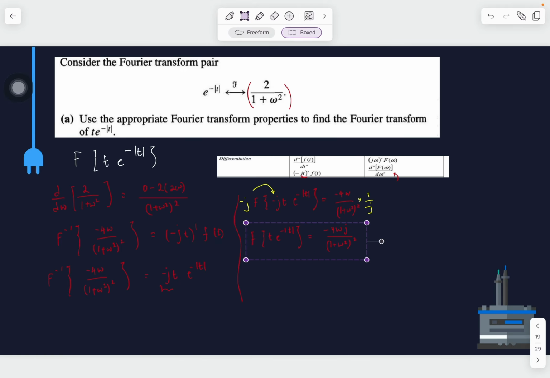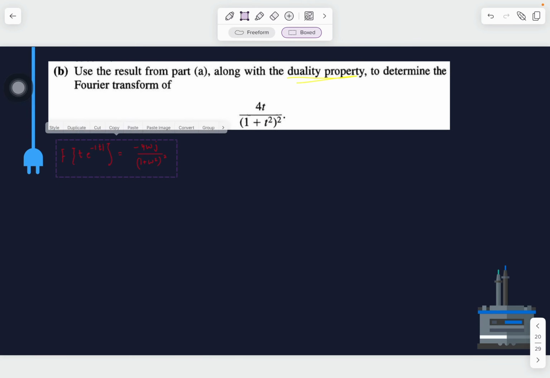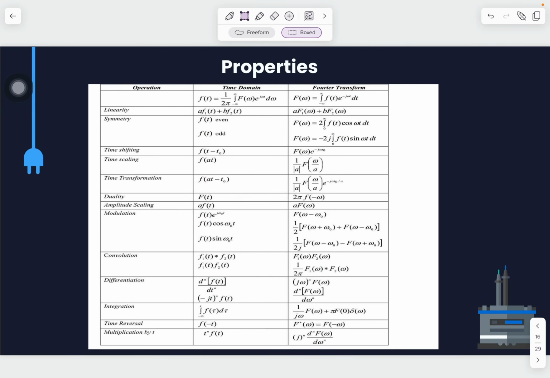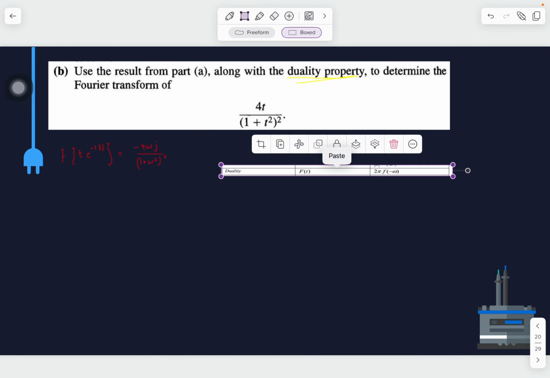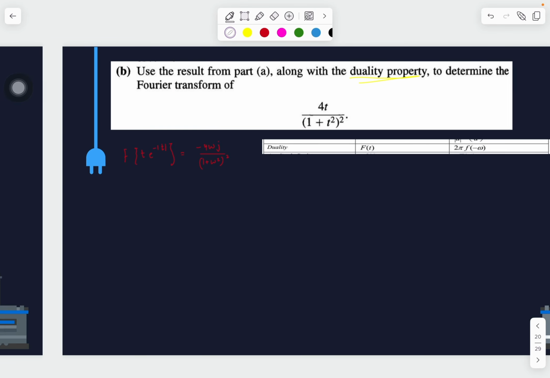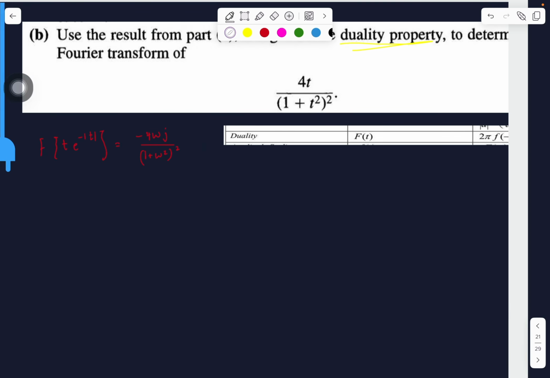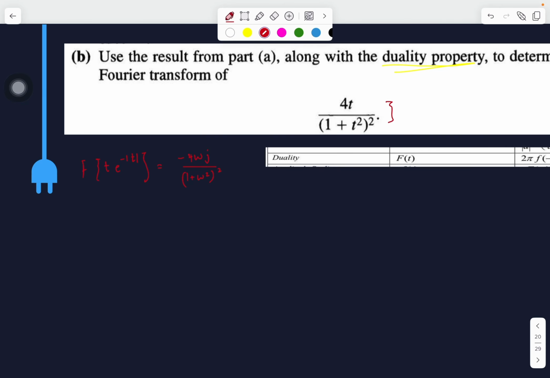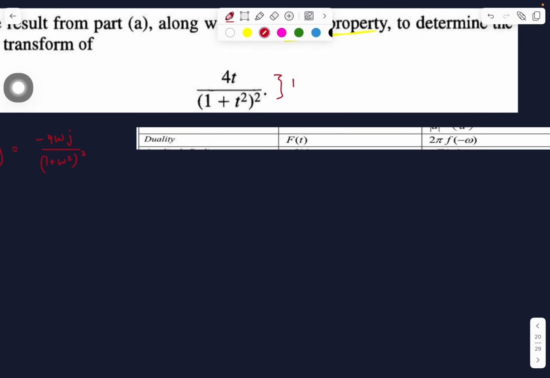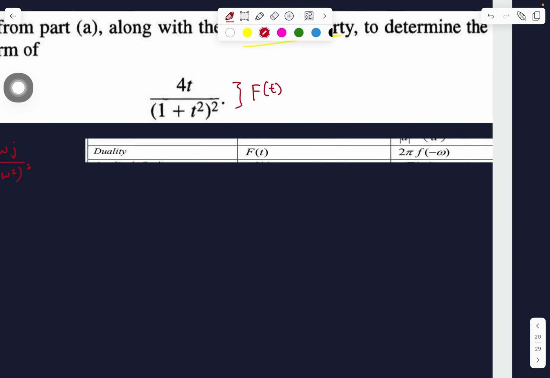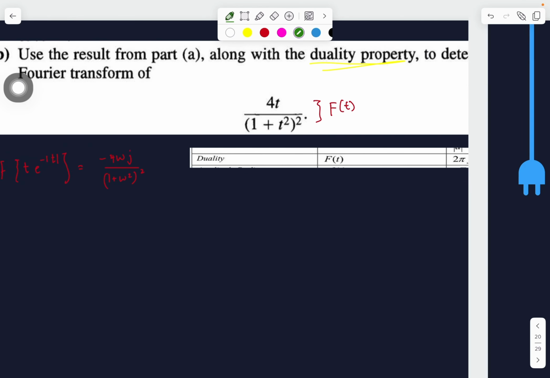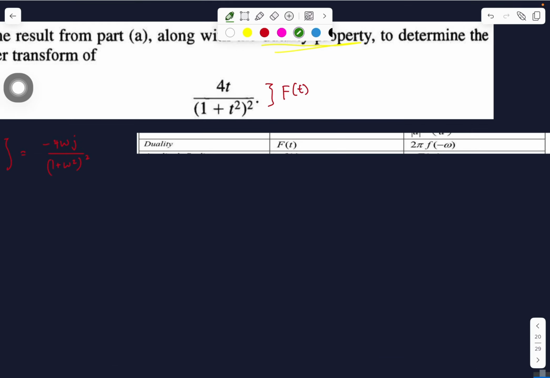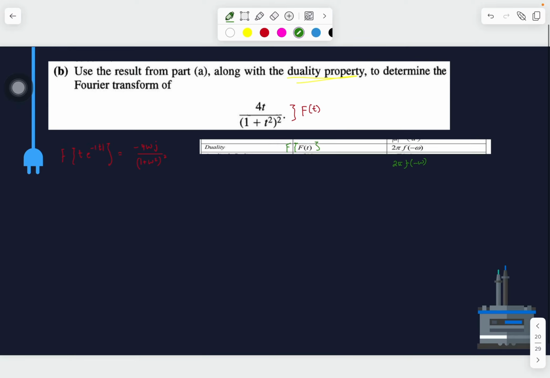So the result from A is this, and the duality property, let's bring it up. This is the duality property. So we want to find the Fourier transform of this. This is the time domain signal, which means by duality this is our capital F of t. The property says that the Fourier transform of big F of t is 2 pi small f of minus omega.